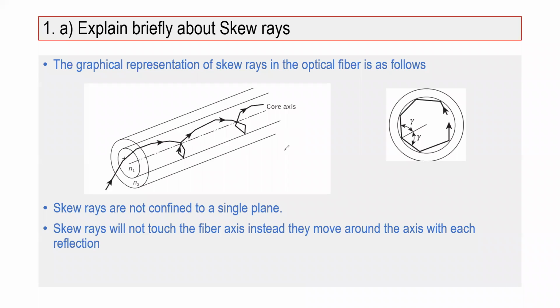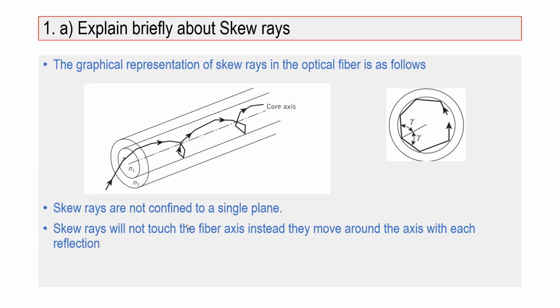Coming to meridional ray, you can represent them in a single dimension. That means if you are seeing this ray in a single dimension, you will observe this as a straight line. If you are seeing this in a two-dimensional path, you will be observing this traveling in this dimension and in this dimension. That means this direction and this direction. If you want to observe this in a single direction, you will be seeing it like a straight line. But coming to skew rays, you can't see them in a single dimension. Skew rays are not confined to a single plane.